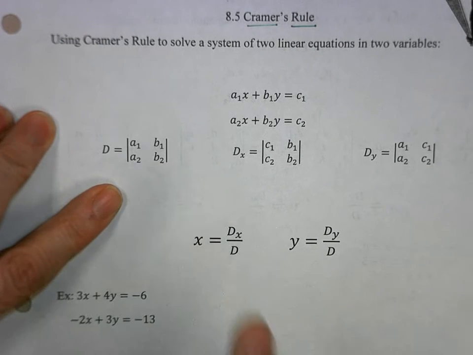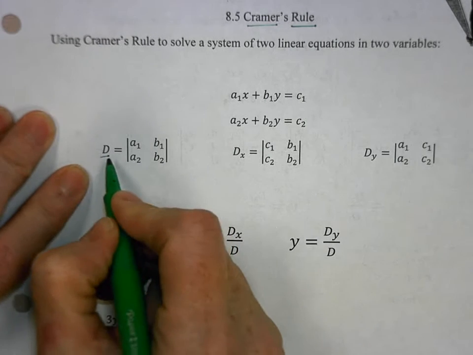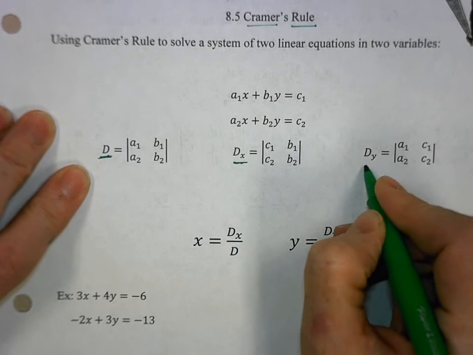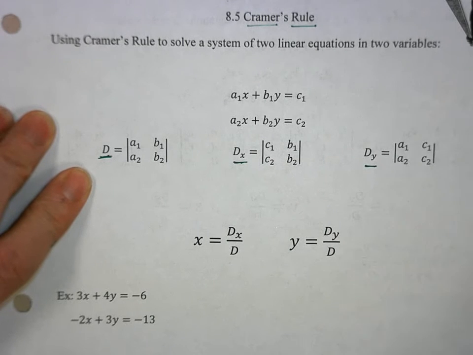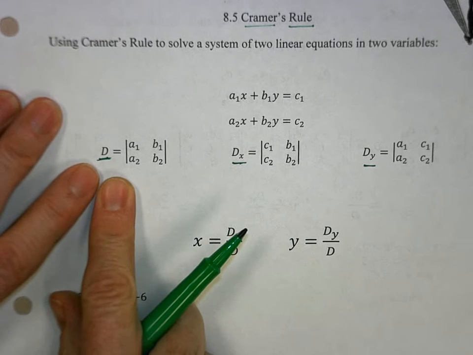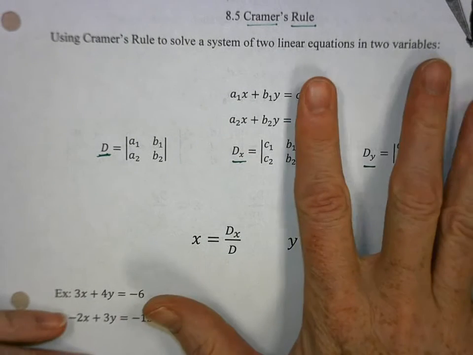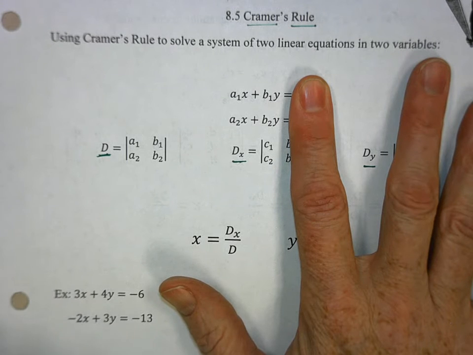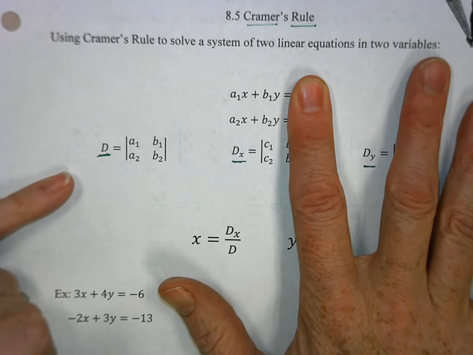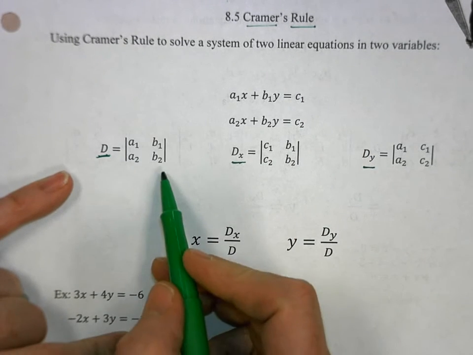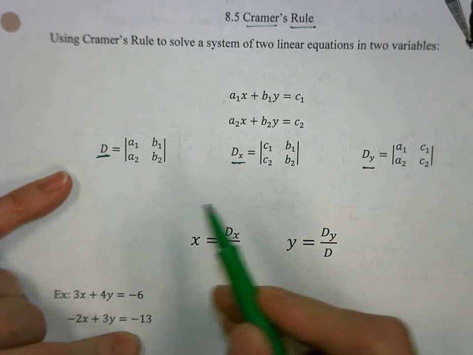Cramer's rule finds 3 different determinants: D, D of x, and D of y. And if I had 3 variables, there would be a D of z. So what do we find the determinant of? The determinant of D takes the augmented matrix from the left side of the equation. And A1, A2, B1, B2, that is your main D matrix. We know how to find the determinant of that, A1 times B2 minus B1 times A2.